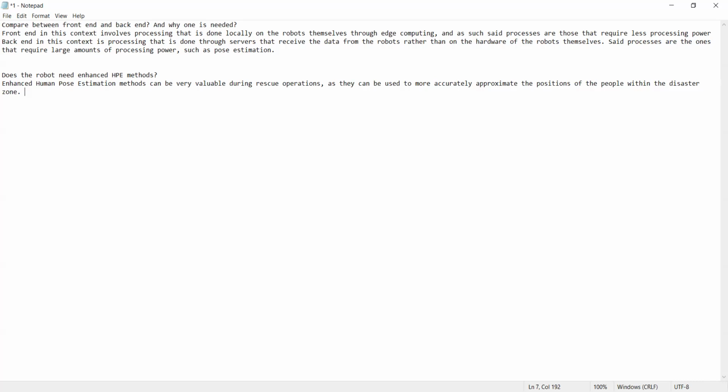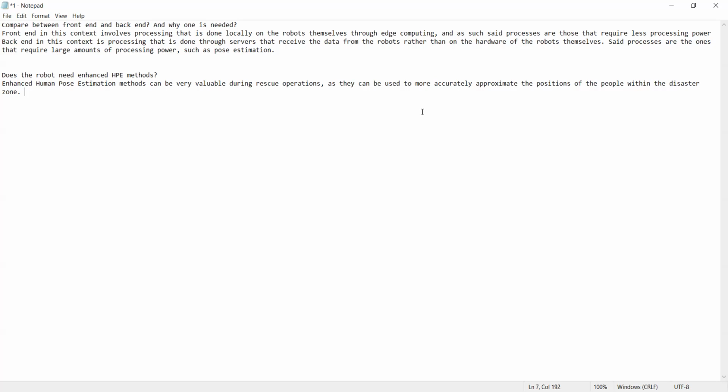The HPE method is enhanced. So would that mean that it would take longer for it to be processed? Sorry, please repeat the first portion of your question. If we're talking about enhanced HPE methods, then there would be ones that are more complex. So if they're more complex, would they take longer to execute or process?